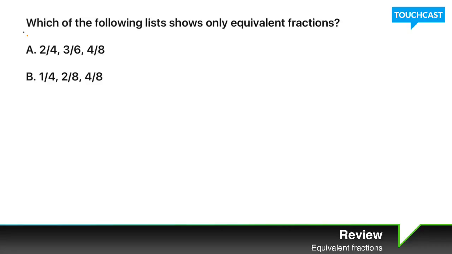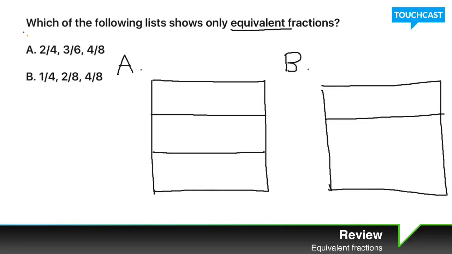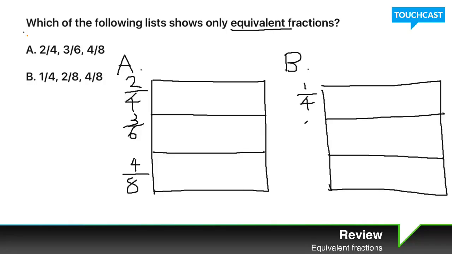There's that problem again. Which of the following lists shows only equivalent fractions? Is it A or is it B? Go ahead, as I set up my work, set up your work on your paper. I have my fraction bar. I have 3 equal fraction bars. I have my other fraction bar, and my other 3 equal fraction bars. Okay, and I'm writing 2/4, so I don't forget. 3/6, 4/8. You're doing this with me. Pause the video if you need to. If I'm going too fast, 1/4, 2/8, and 4/8. Okay.